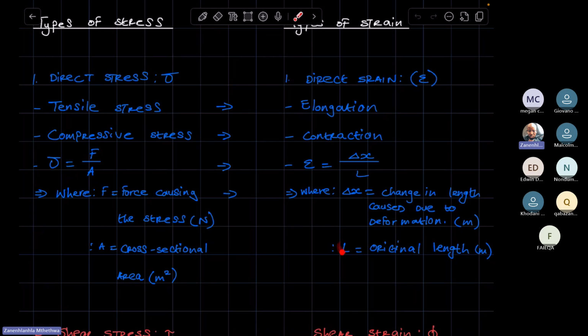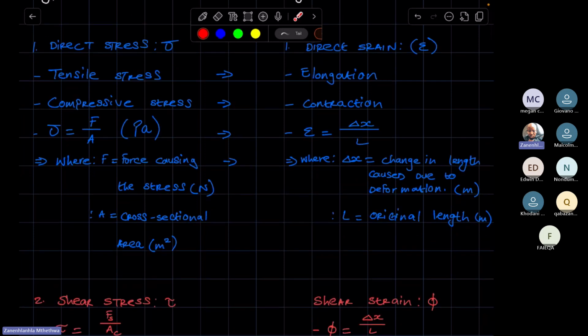Now, stress, its unit of measurement is Pascal, just like pressure. So stress is measured in pascals. And as we know, a force is measured in newtons. Cross-sectional area is measured in square meters. The change in x will be in meters. The original length will also be in meters. So that is to say that your direct strain is dimensionless. It has no units.